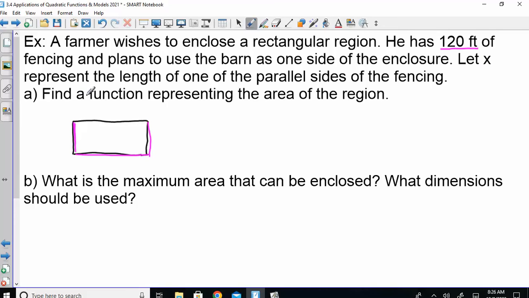Let x represent the length of one of the parallel sides of fencing. So if this side is x, you know in a rectangle the opposite side is also x, right? Let's call this y for a minute. You know that 120 is how much fence you have, so what would you have to do with these? So my other side is 120 minus 2x.